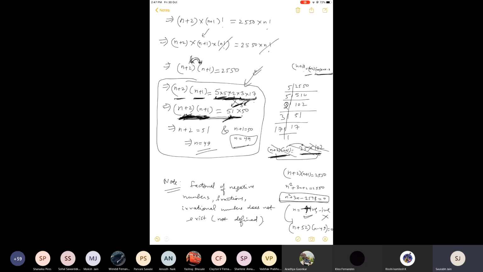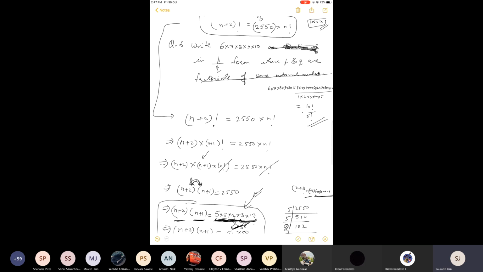Okay, sir. Can you explain the sixth question? What happened in the sixth question? I have just multiplied and divided the sequence, the pattern, whatever is missing. They are asking us to express this as a division of two factorials. The series is starting with 6 and factorials start with 1, so I have multiplied and divided the missing terms, 1 into 2 into 3 into 4 into 5. Now in the numerator it will become 10 factorial, and in the denominator it will be 5 factorial. That is the explanation. What else?